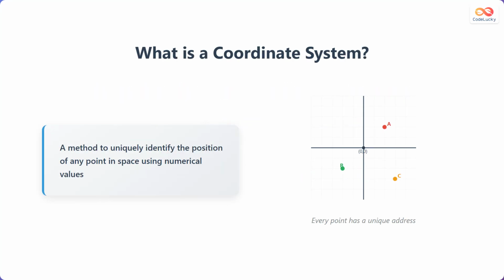So, what exactly is a coordinate system? A coordinate system is a method used to uniquely identify the position of any point in space using numerical values. Think of it as an address system for points. Just like every house has a unique address, every point in a coordinate system has a unique address too.